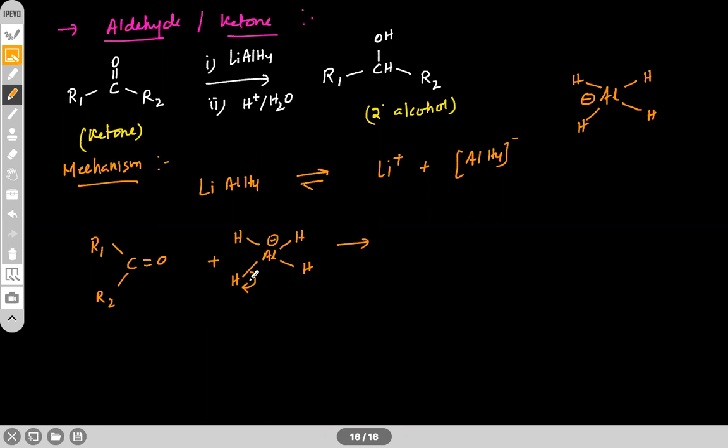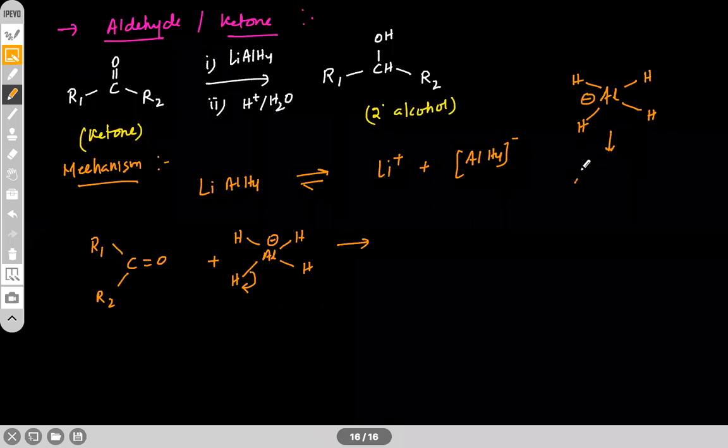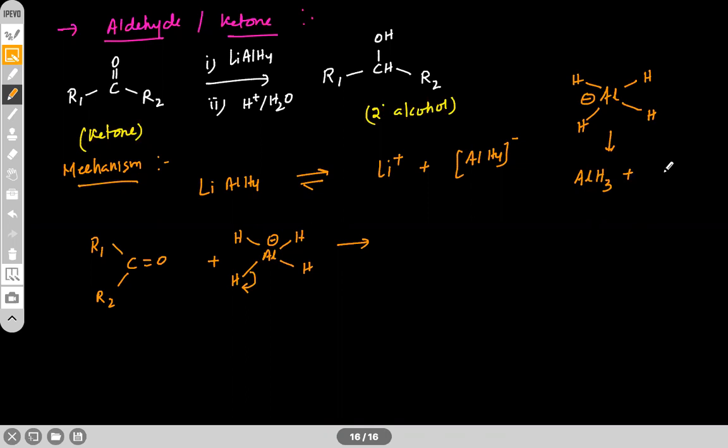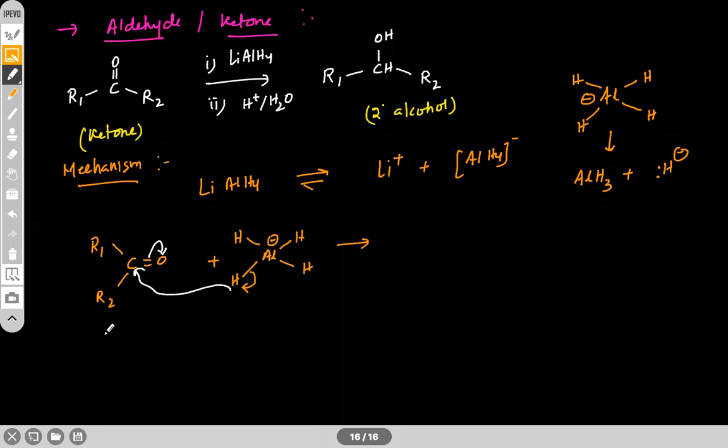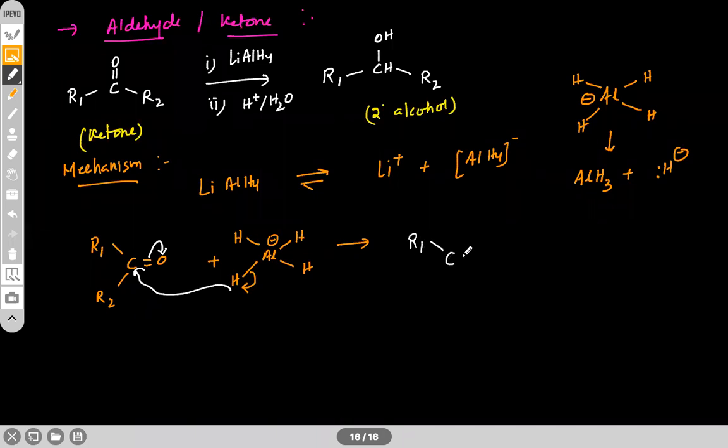So we can dissociate this bond very easily, and H- comes out. That is the point here. So basically, this dissociates into AlH3, which is a neutral, stable molecule, and the hydride ion H- comes out. And this H- attacks the carbonyl carbon. And the reaction proceeds. So what happened? H- comes out, and this H- attacks the carbonyl carbon. The pi electrons shift onto the oxygen, and we get here R1 C O-, and to neutralize this, Li+ is written here. R2 is here, and hydrogen is attached. Plus, we get AlH3.